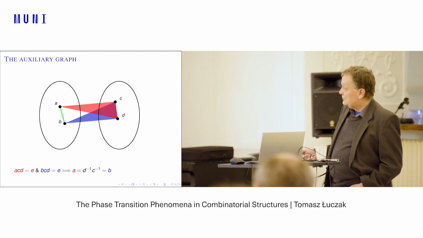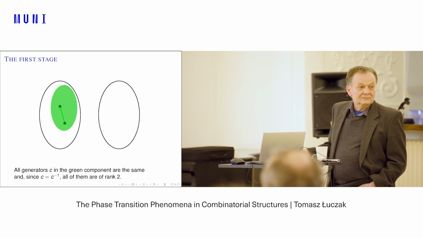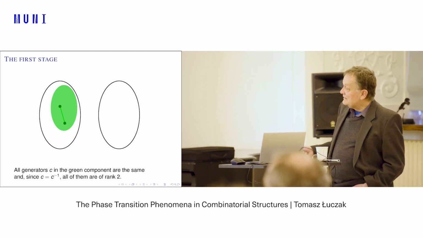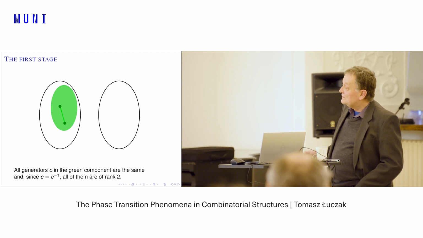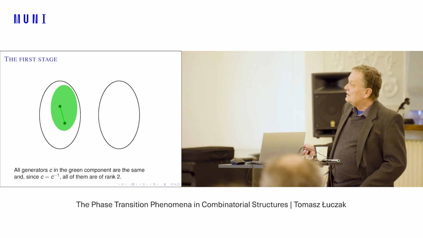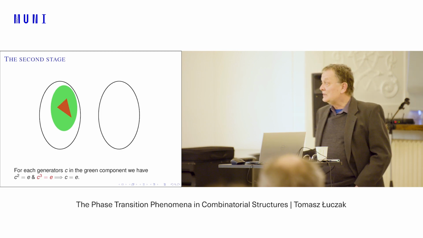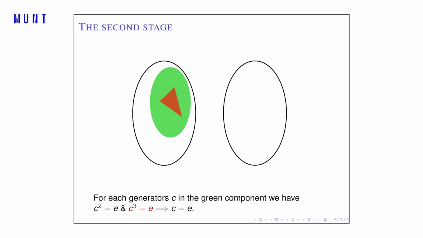Suppose that p is so large that here we will have a large component which consists of more than half of these vertices. It means that every generator inside is equal to each other. Furthermore, since it contains more than half of the vertices, there is a generator and an inverse of a generator inside. So everything here is the same generator and is of rank 2. Now we generate the relations in the second stage, and there must be a triangle here. This triangle means that a generator here is of rank 2 and of rank 3 at the same time, so all generators here must be 1.